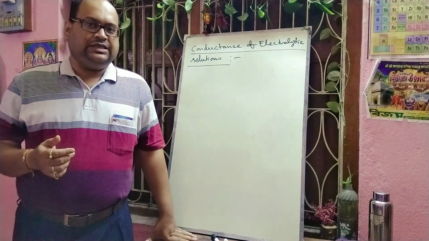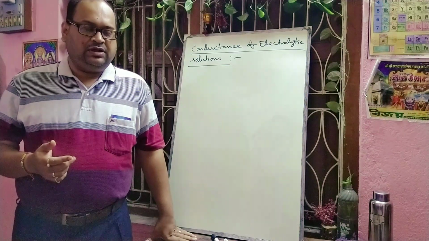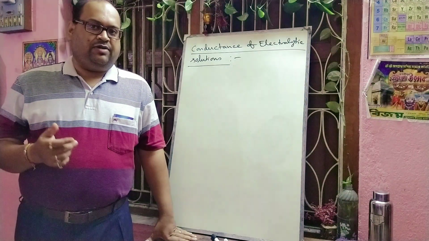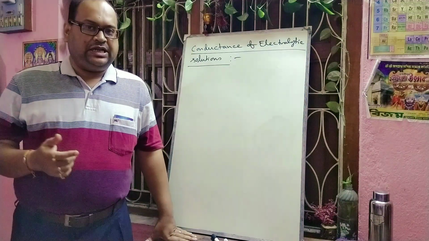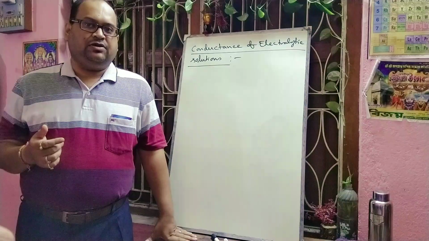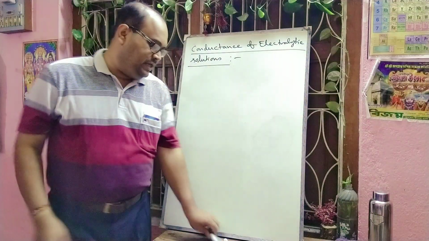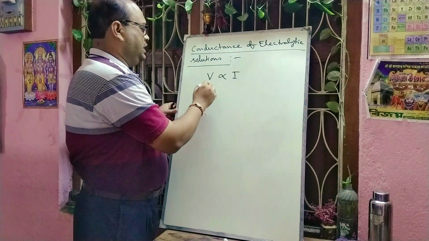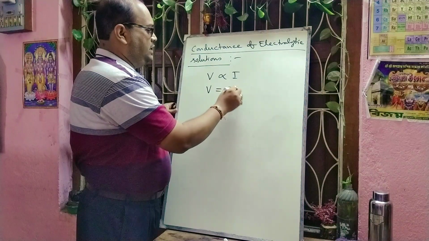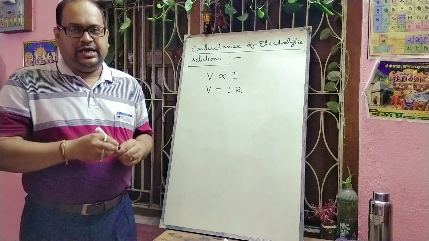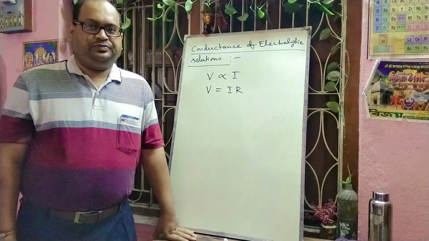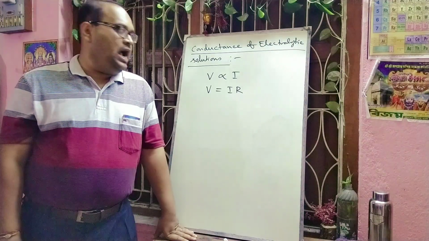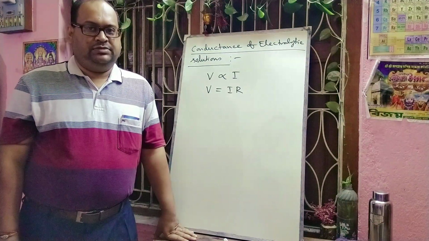Here first we will discuss Ohm's law. All of you know that V is equal to IR. So the current flowing through a conductor is directly proportional to the potential difference across it. That is, potential difference V is proportional to I, or we can write V is equal to I into R. R is the proportionality constant, and here it is called resistance, and its unit is ohm.